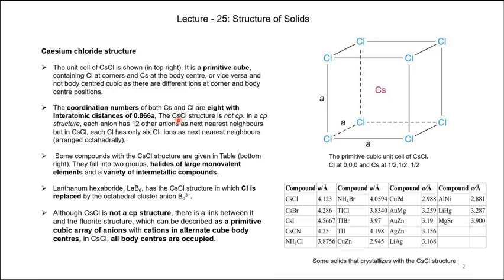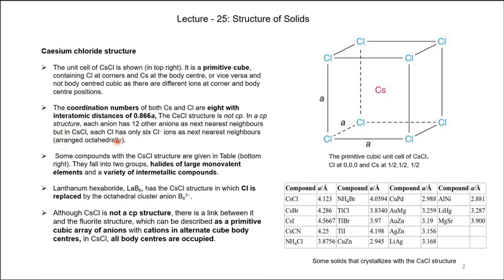We have to remember we have been discussing structures in close-packed arrangement. Cesium chloride is not a structure that should be identified as a close-packed arrangement. In a close-packed arrangement, the anion has 12 coordination with neighboring anions. Here it is only 6, and therefore it is not a close-packed structure. So it is an octahedrally arranged structure.